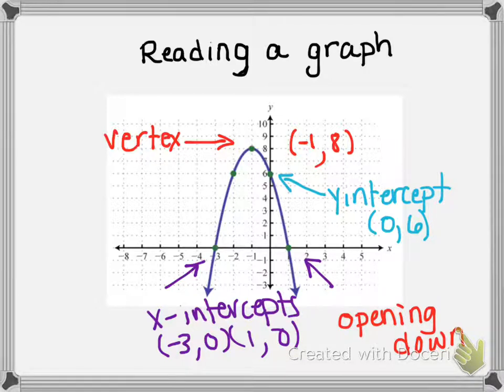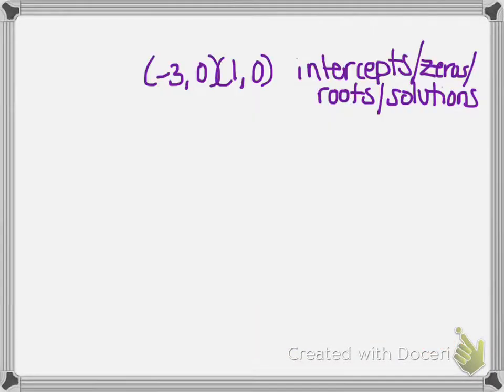These intercepts are very important as sometimes we want to write our equation in vertex form, or sometimes we want to write our equation in intercept form. Looking at the x-intercepts that we had, -3, 0, and 1, 0, remember some other names that we call those intercepts are zeros, roots, or solutions.